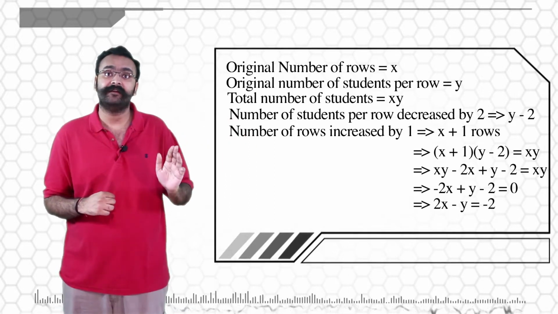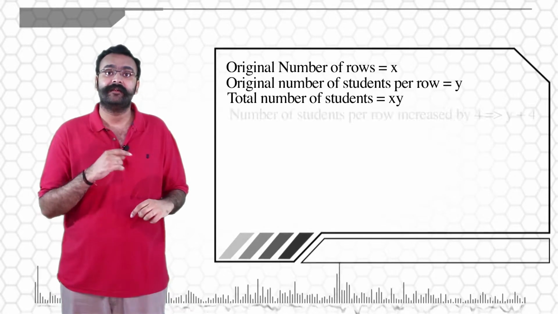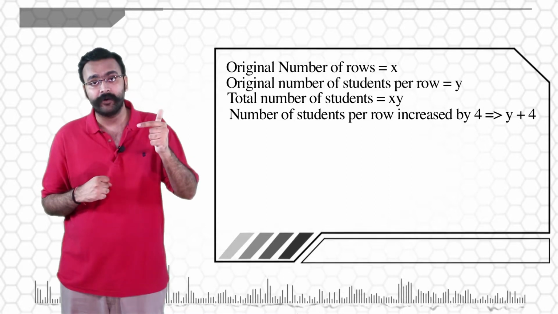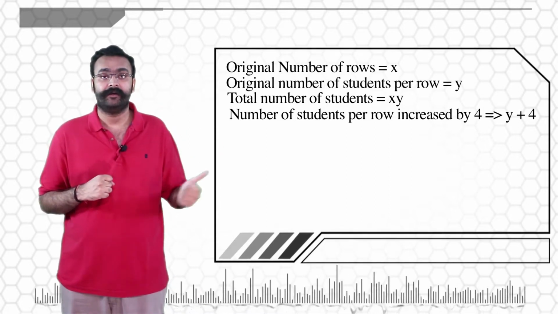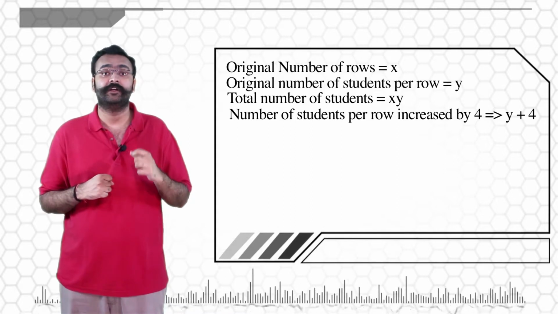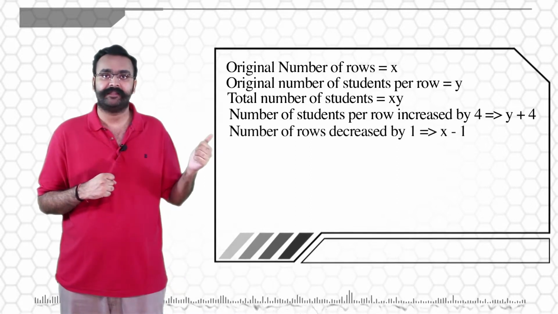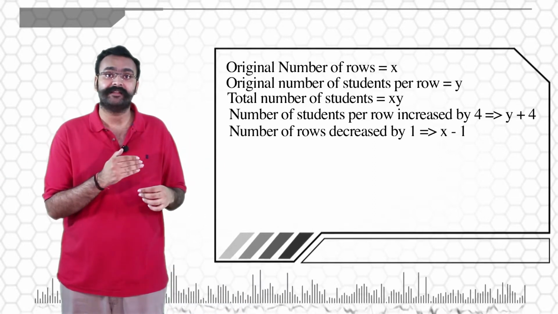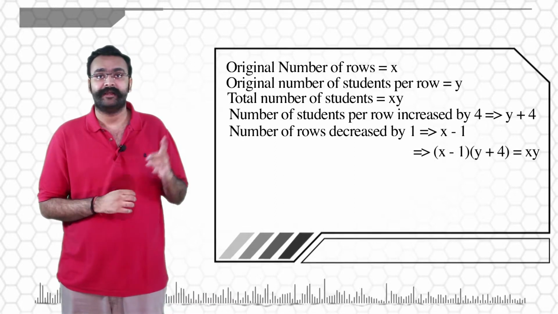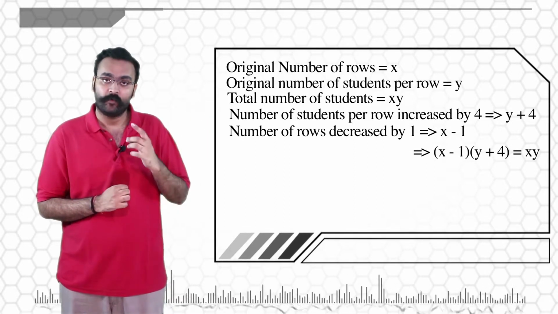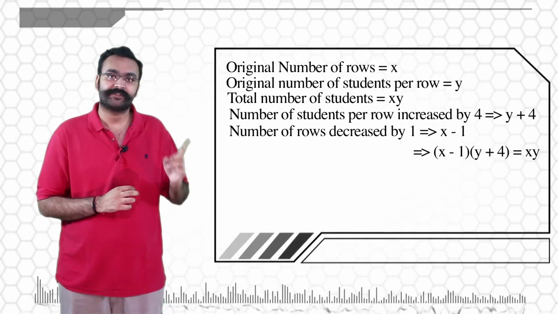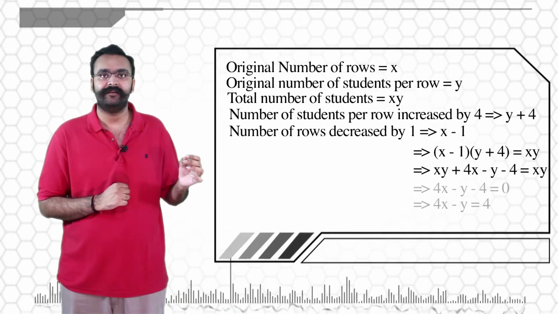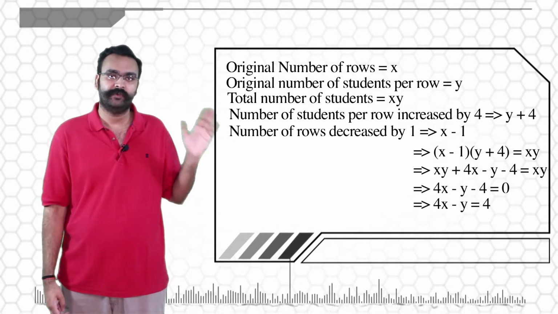We're going to do the same thing for the second case, where now it says the number of students per row increases by 4, which means y plus 4, because of which number of rows reduced by 1, so x minus 1. And once again, number of students is the same. So x minus 1 into y plus 4 is equal to xy. Once again, when I open the bracket, xy and xy will cancel. I will be left with a linear equation, and then, like in all the questions so far, we simply solve the linear equation.